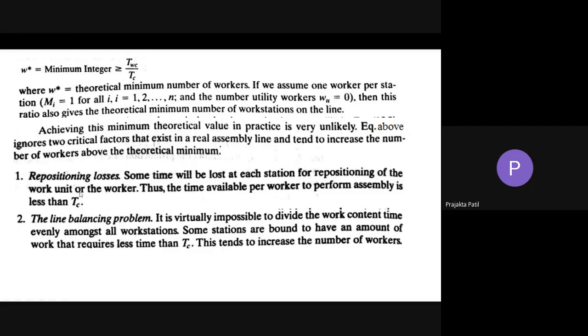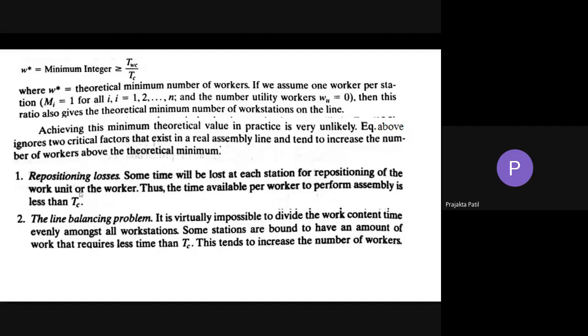In the units ahead, we are going to discuss these repositioning losses, how they can affect things and how they can be taken care of, as well as the line balancing problem. What do we mean by the line balancing problem? It is virtually impossible to divide the work content time evenly amongst all workstations. Yes, we agree with that. But some stations are bound to have an amount of work that requires less time than TC. So this tends to increase the number of workers.